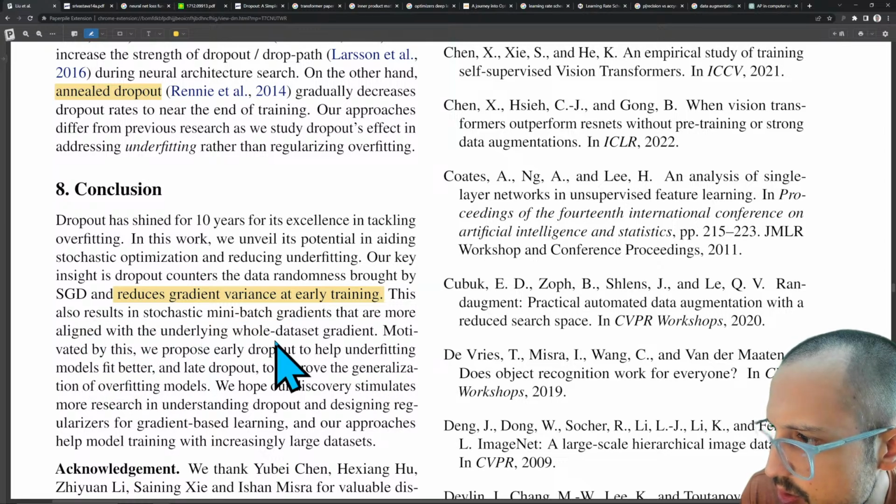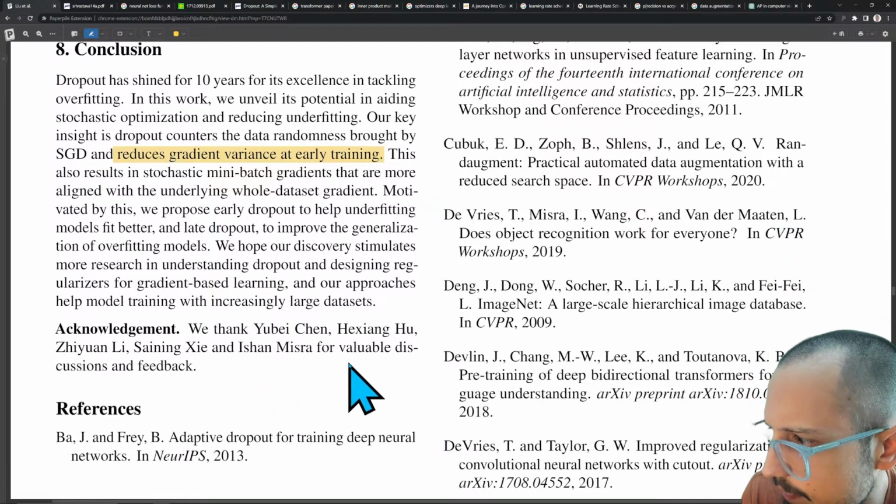Motivated by this, we propose early dropout to help underfitting models fit better, and late dropout to improve the generalization of overfitting models. We hope our discovery stimulates more research in understanding dropout and designing regularizers for gradient-based learning, and our approaches help model training with increasingly large datasets.